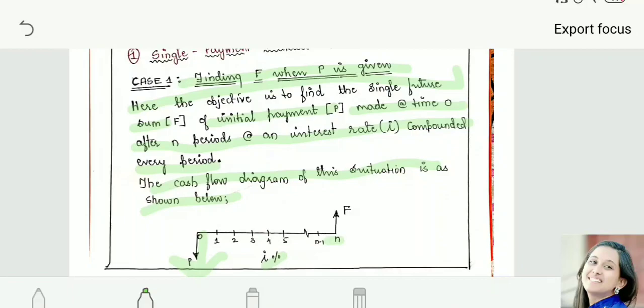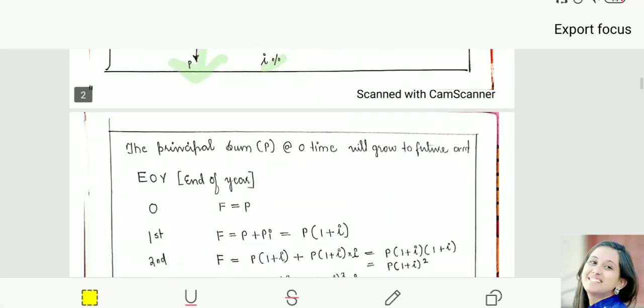After n years, what will be the future worth? Future worth means the amount you are getting after a certain time. So I am indicating the arrow upward as a benefit. P is an investment today, so it is an expenditure. Hope you have understood this cash flow diagram well.